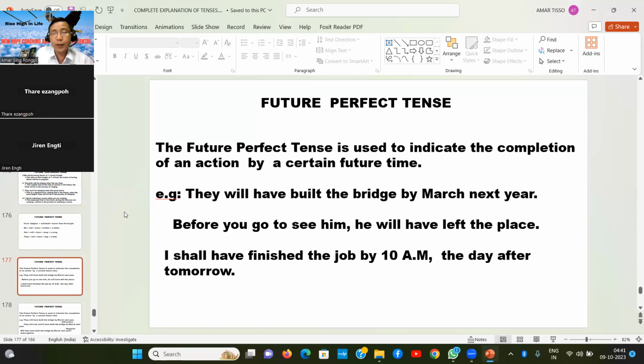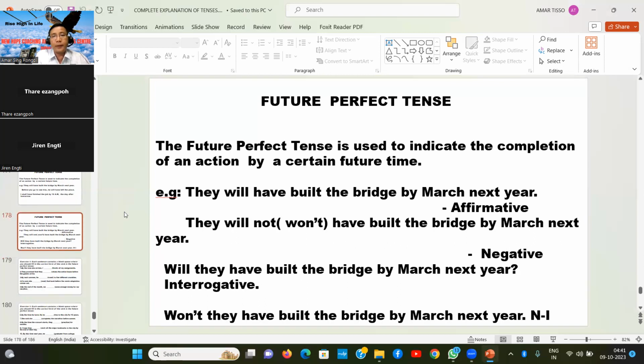That's the meaning of this. Not yet started, not yet begun, but there's a decision, a plan that a work will be completed by that time. So that's the meaning. So you can see there, let's remove this one.